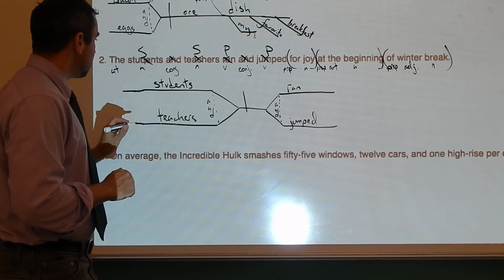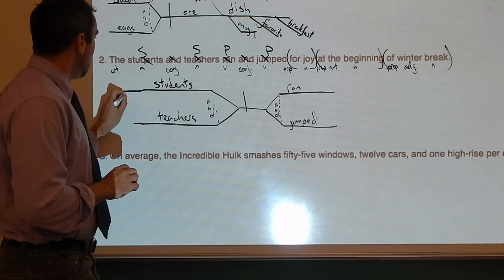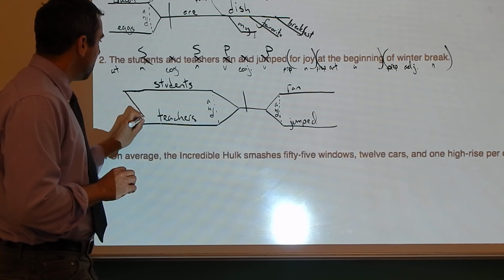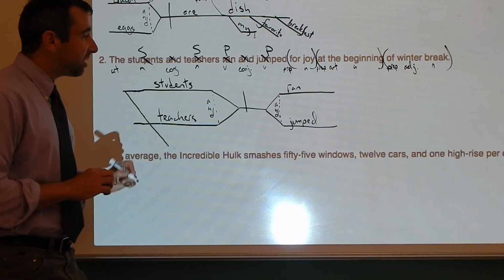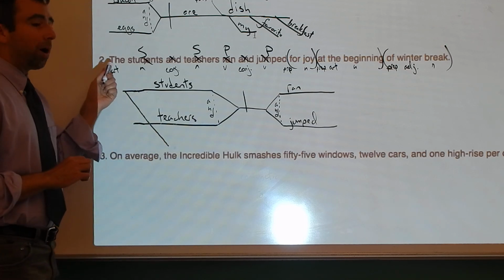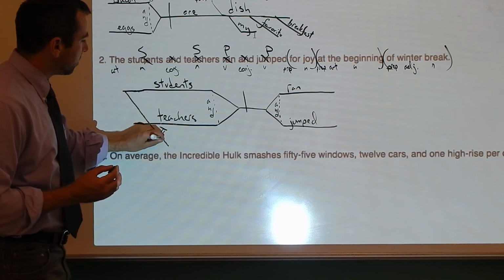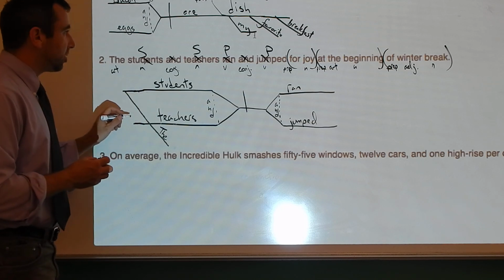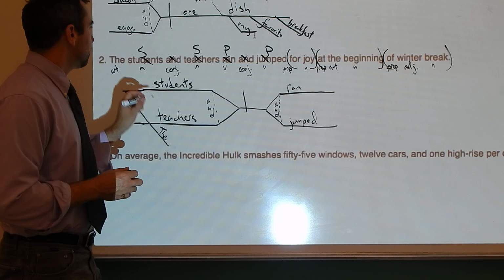The is a modifier, so it goes on a diagonal line connected to the word it modifies. So we need a diagonal line coming off of students. We need a diagonal line coming off of teachers too, and they need to be the same diagonal line because there's only one word. And we don't want to write it more than once if we don't have to. So you could do this. And now it says the students and the teachers ran and jumped. And now we've got to do these prepositional phrases.